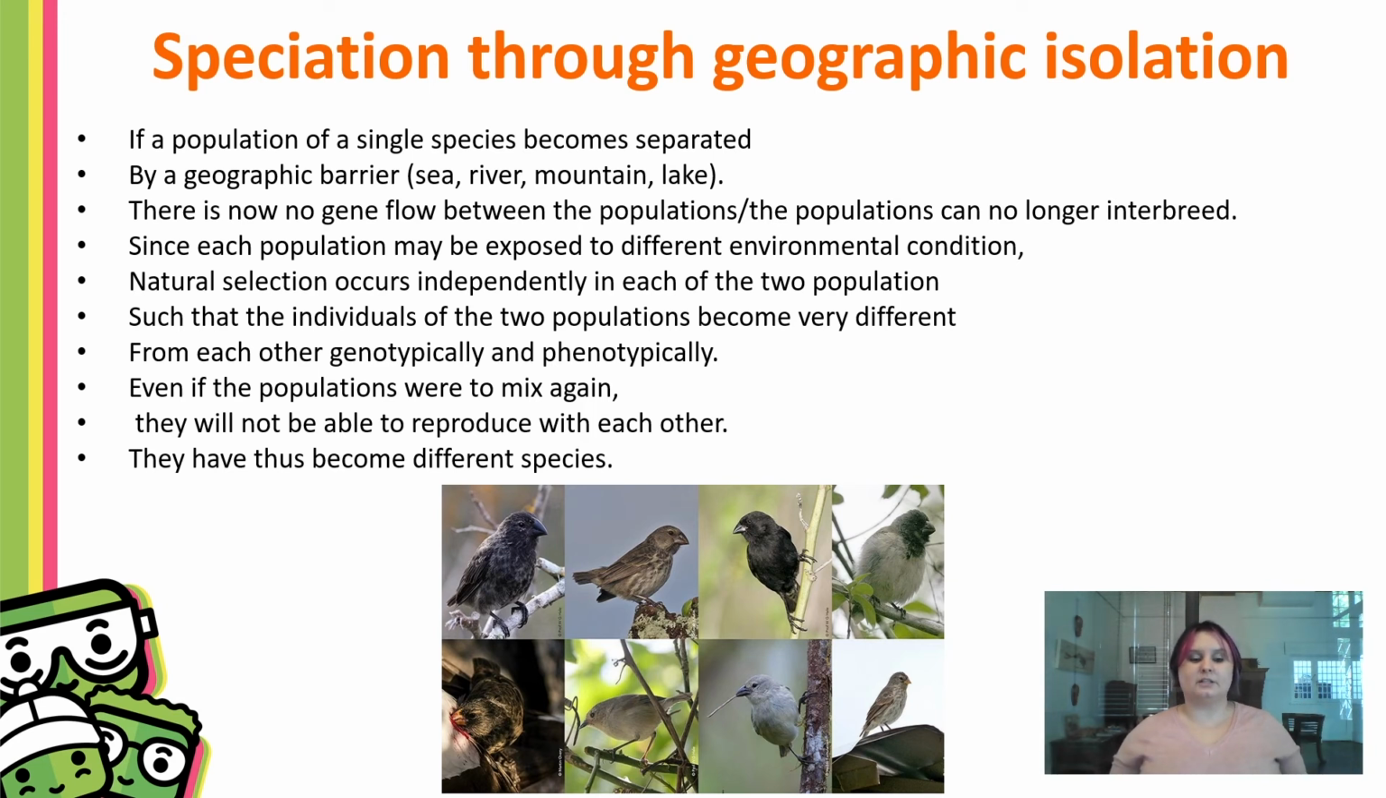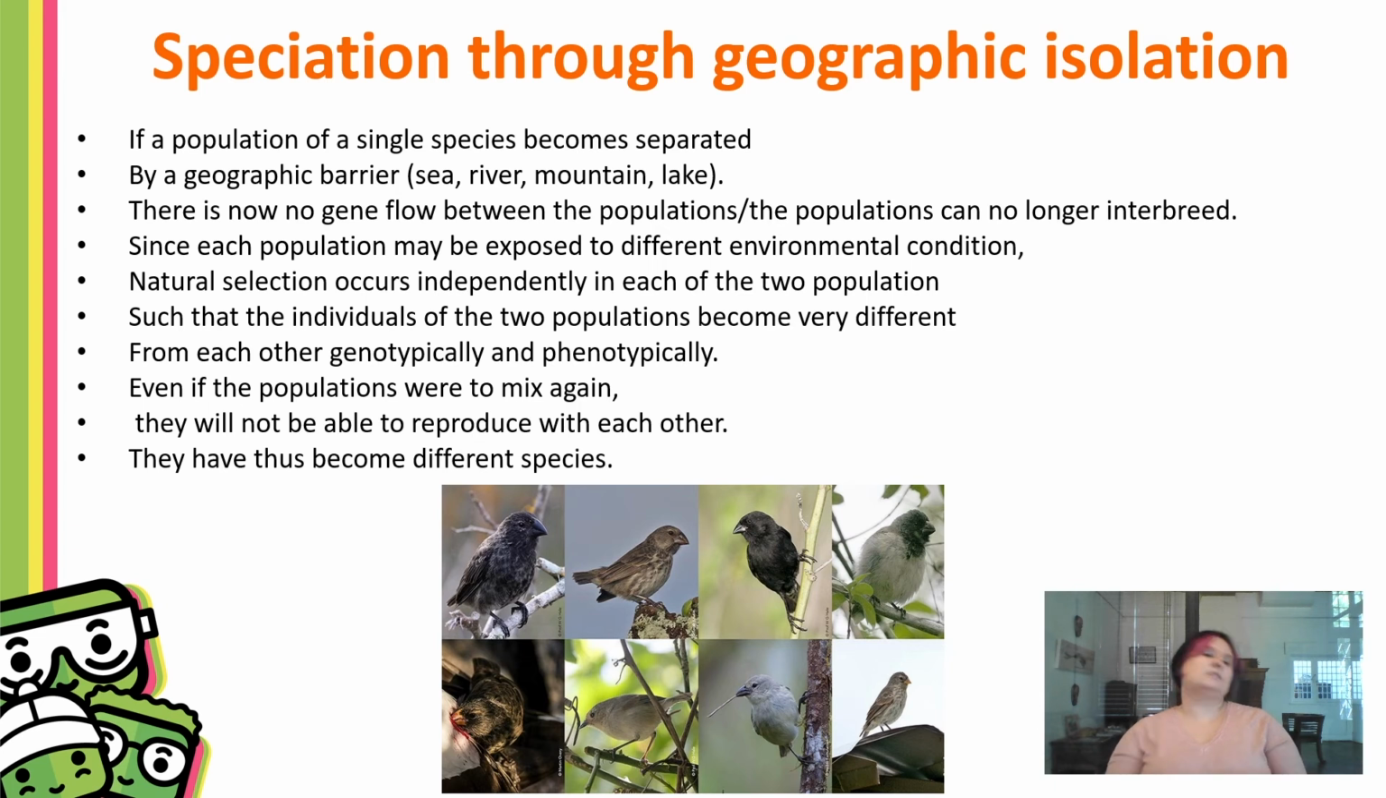And even if these populations were able to mix again, so let's say this river dries up and the two groups can come into contact again, they are no longer able to reproduce with one another because they have now become so genetically different that they are two different species. So we use the process of natural selection to explain how a new species is formed when one big group of animals or plants is separated by a geographical barrier, like the sea, a river, a mountain, or a lake.